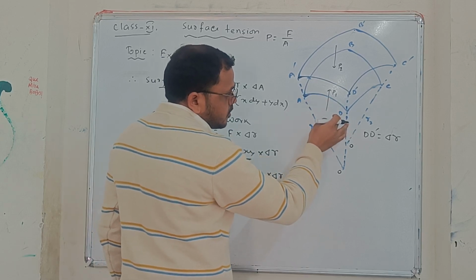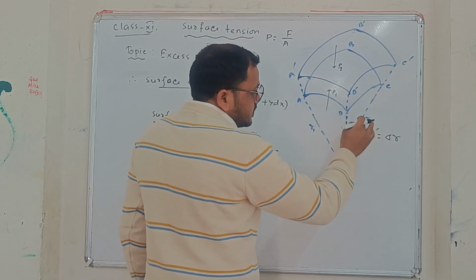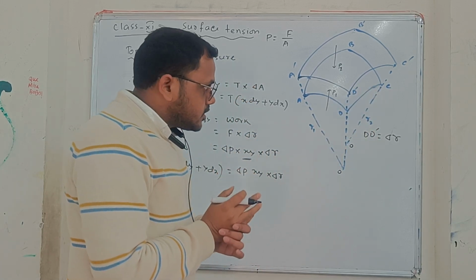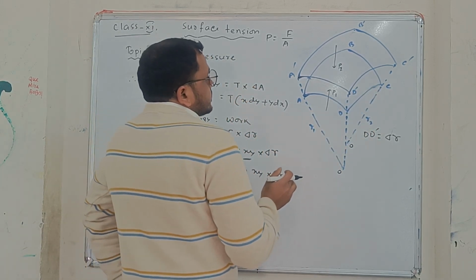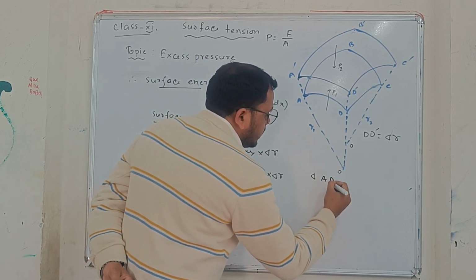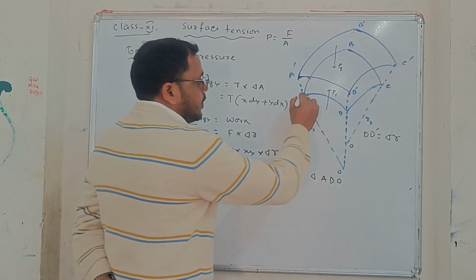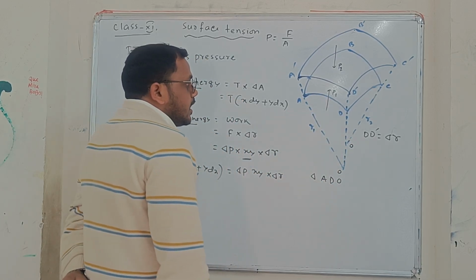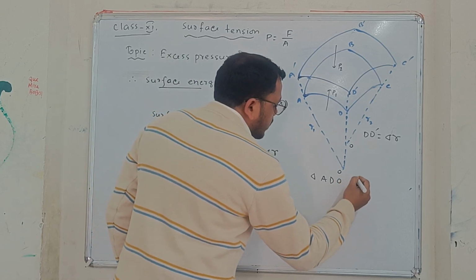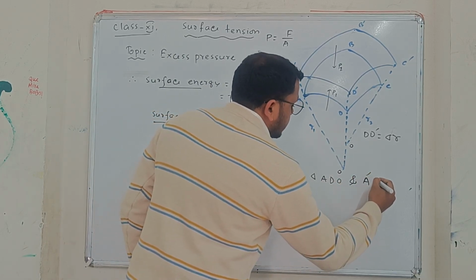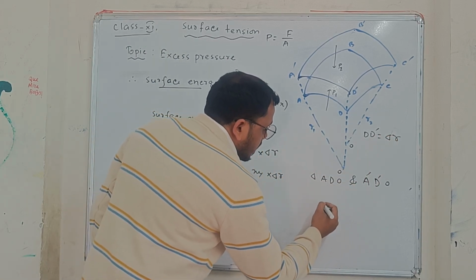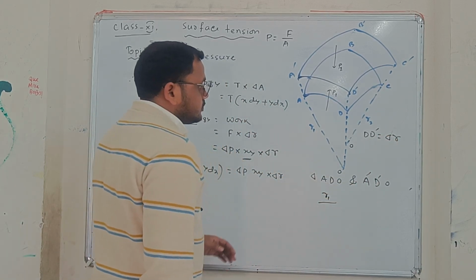That means the initial radius of curvature of the length is r1, and r2 is the radius of curvature of the breadth. And here, from the triangle ADO, according to the triangle law, and the triangle A'D'O, from these two triangles we can write R1.